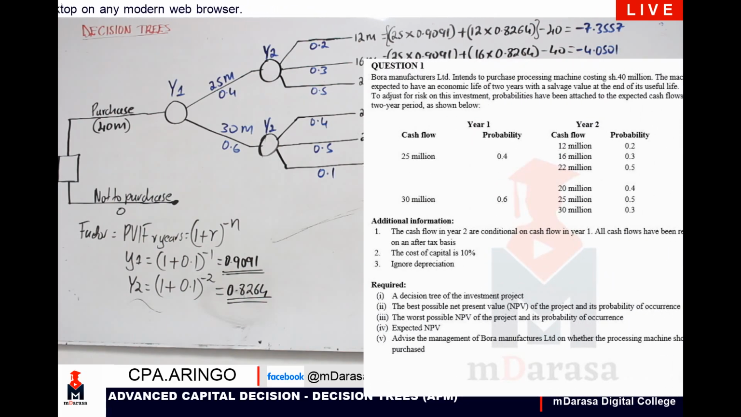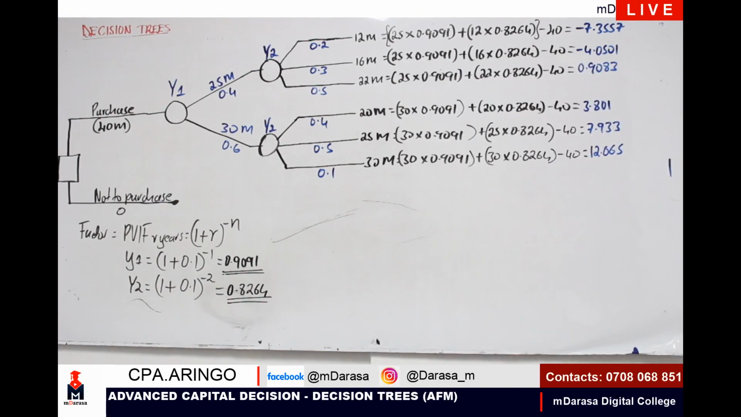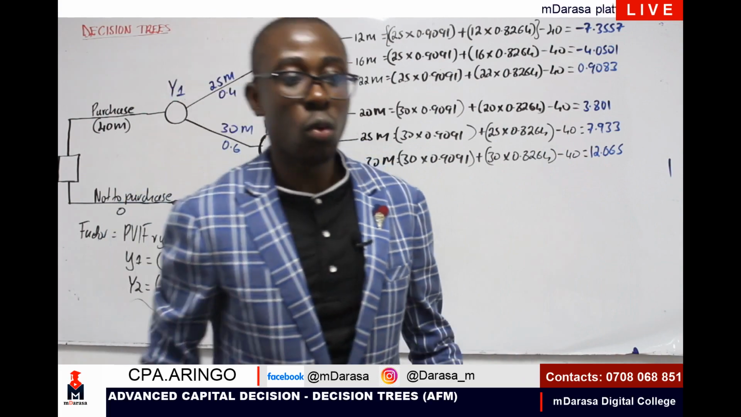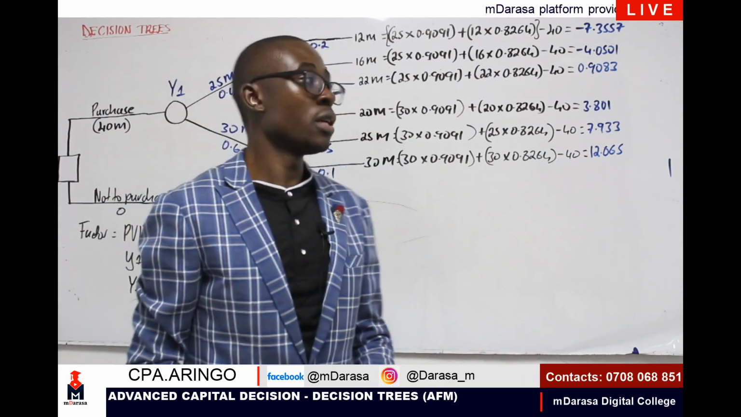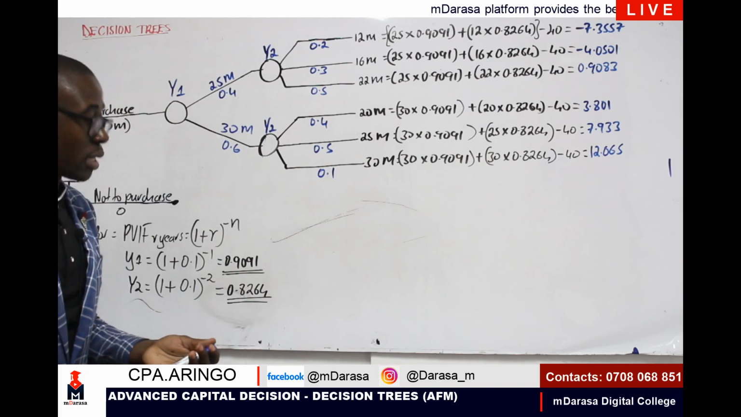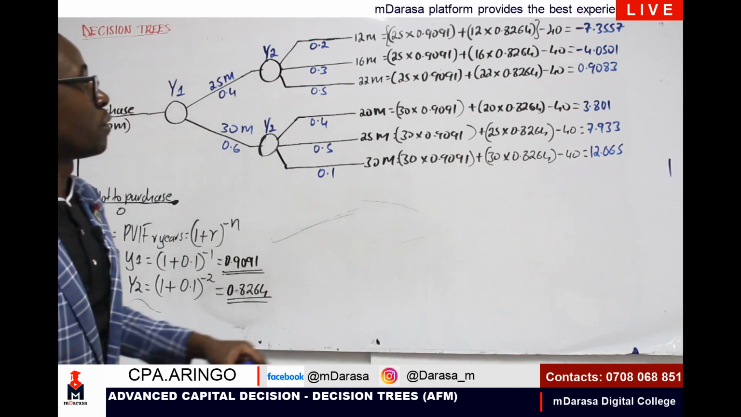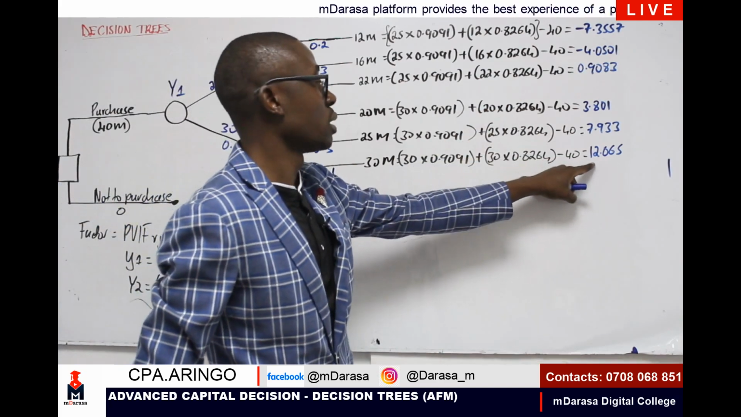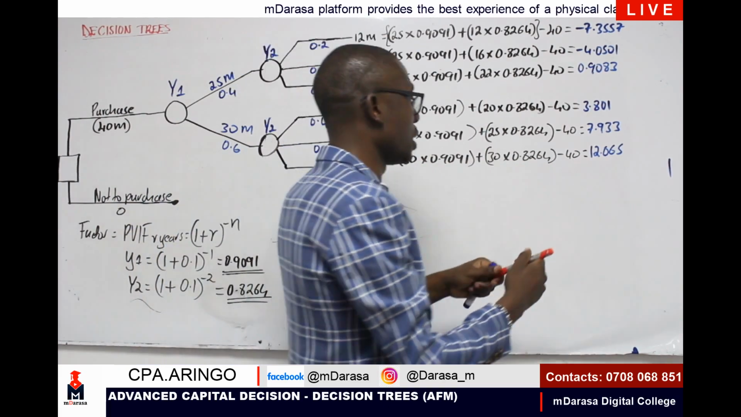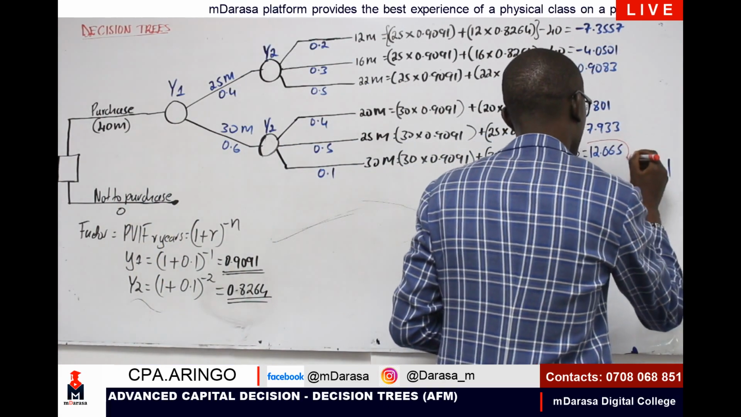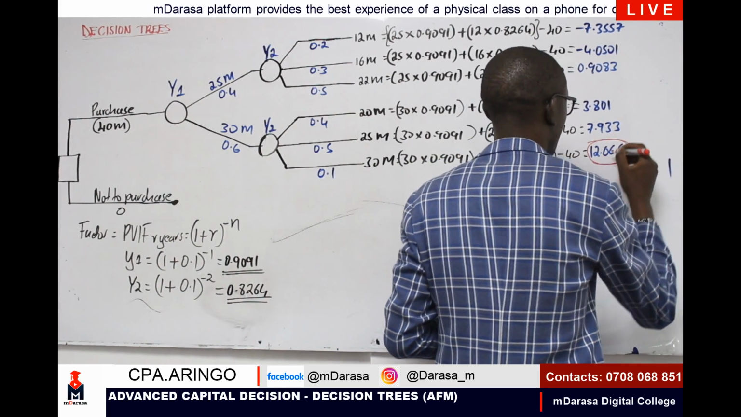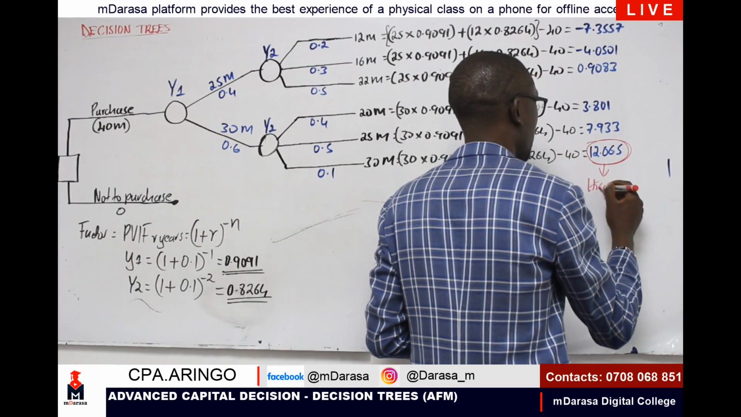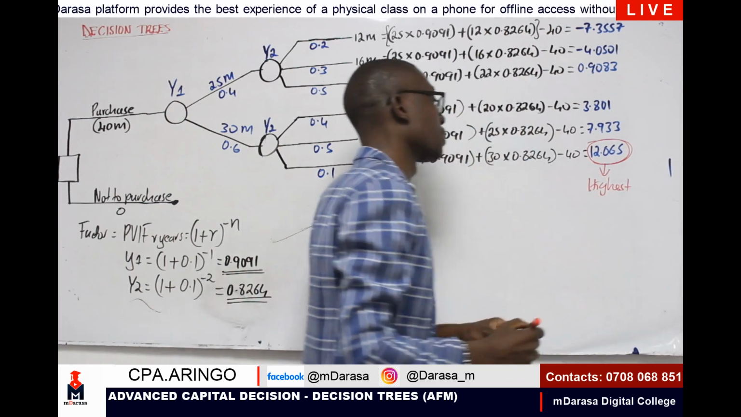Part 2 and 3: the best possible NPV of the project and its probability, as well as the worst possible. So we start with the best possible. The best possible NPV, where are we generating the highest NPV in all these three? The point where I'm generating the highest NPV, if you can check clearly, is 12.065, right? So literally, this is what I'm going to take as the highest.